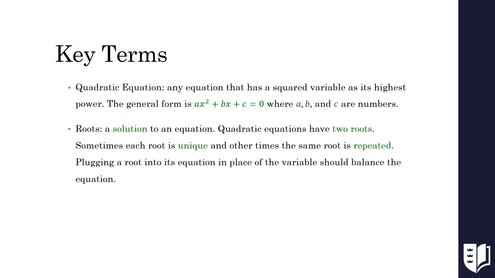First, we need to define a few key terms. A quadratic equation is any equation with a single squared variable as its leading term. In other words, the variable raised to the second power should be the one with the highest power. The general form of a quadratic equation is ax squared plus bx plus c equals 0, where a, b, and c are numbers. We call these numbers coefficients.